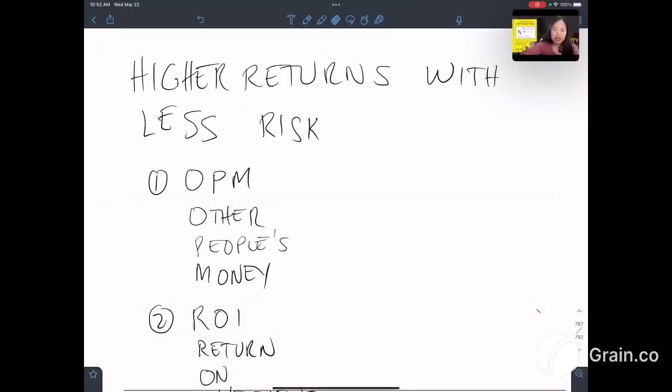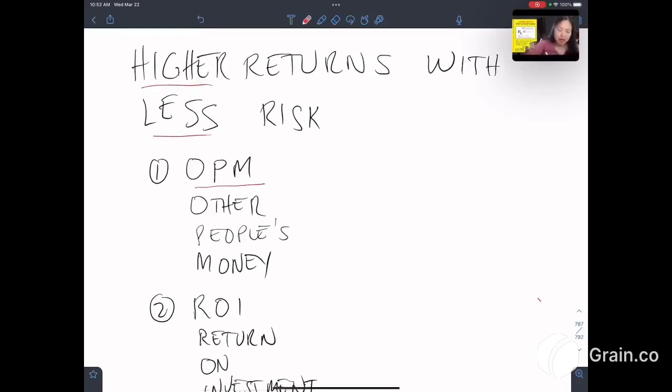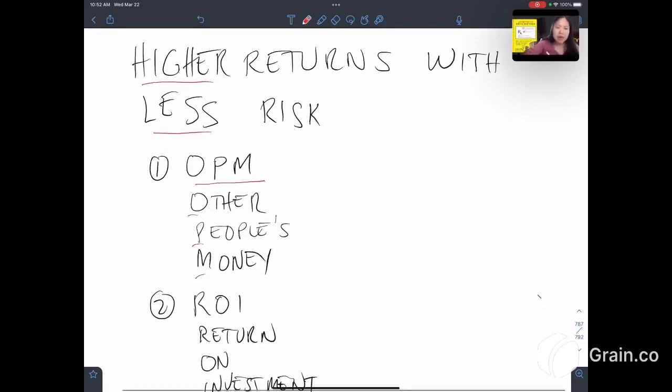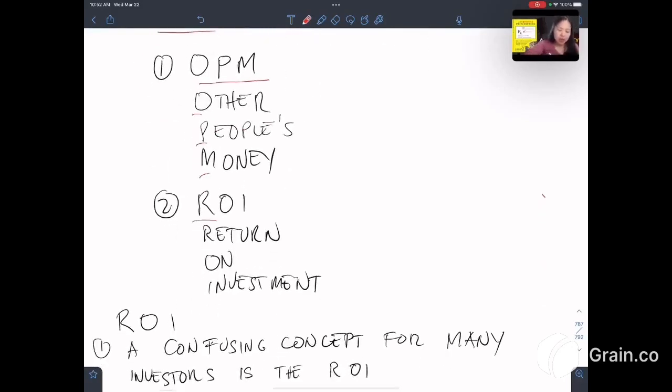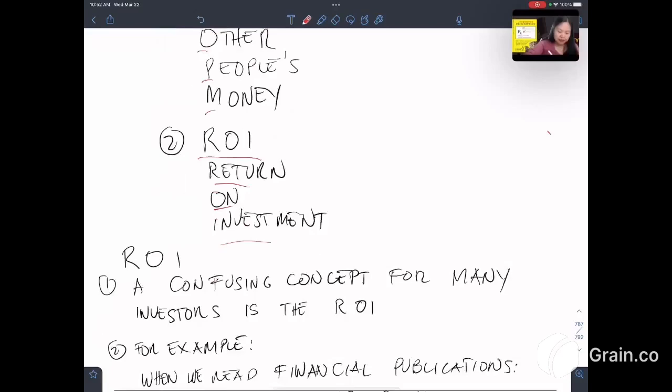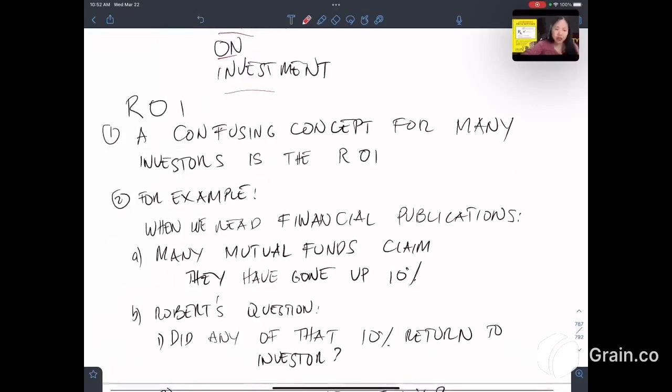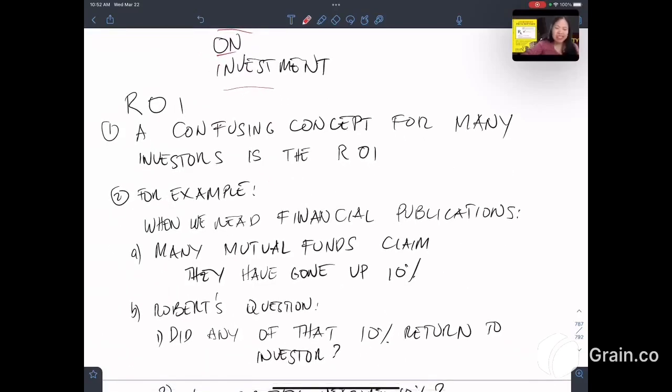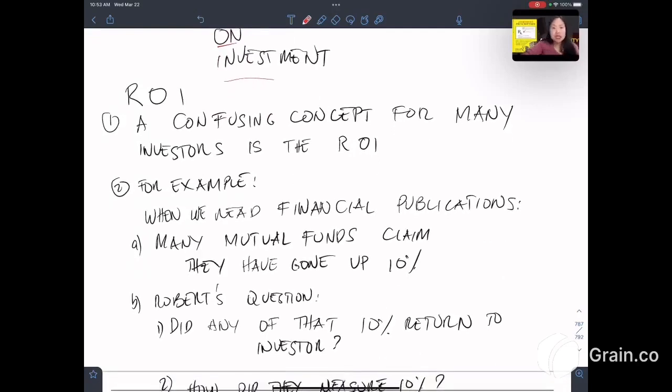return with less risk. So previously, when I talked about the higher returns with less risk, I discussed specifically OPM, other people's money. Today, we're going to talk about ROI, which stands for return on investment. So ROI, or return on investment, Robert says it's a confusing concept for many investors.